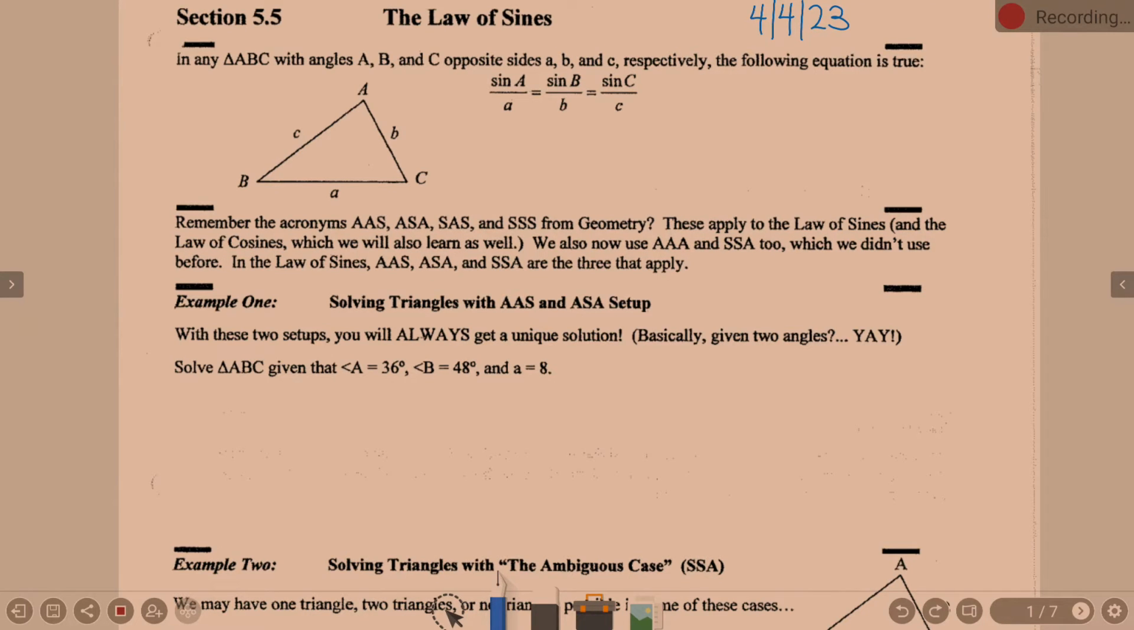5.5 is law of sines. So lesson 5.5 is law of sines. Lesson 5.6 is law of cosines. And those are the last two pieces we have in this trig chapter.